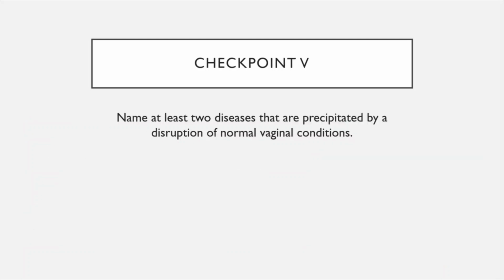We have one final checkpoint here for you. I want you to name at least 2 diseases that are precipitated by a disruption of the normal vaginal conditions. We've talked about a variety throughout this lecture. And once you're finished with this checkpoint, you are finished with Chapter 23.